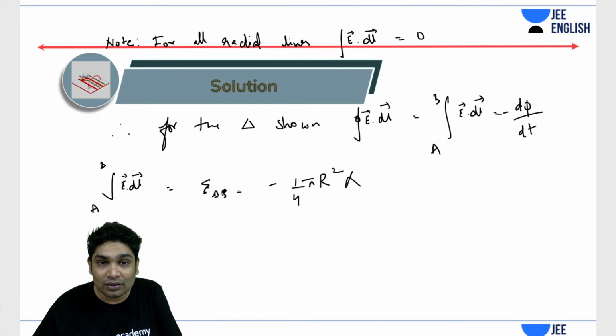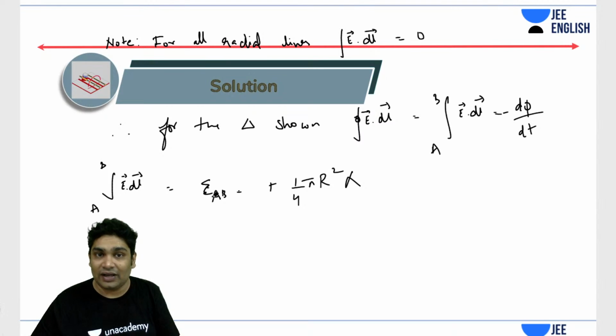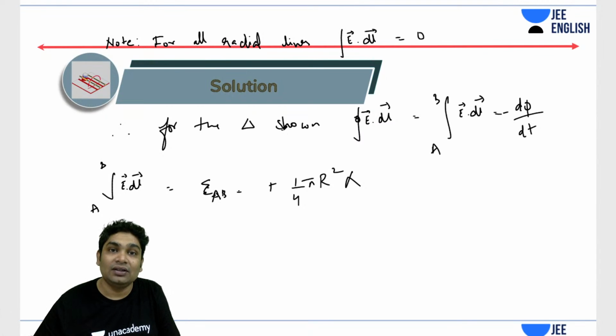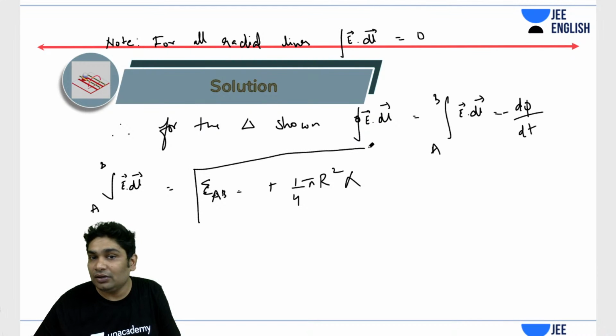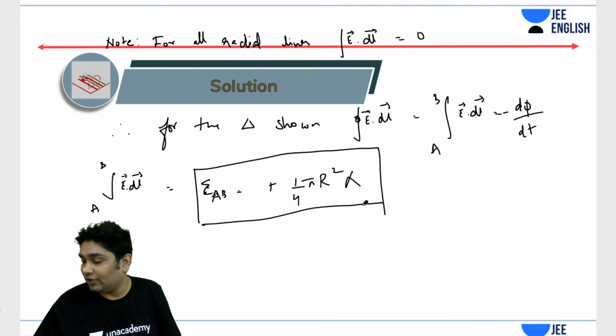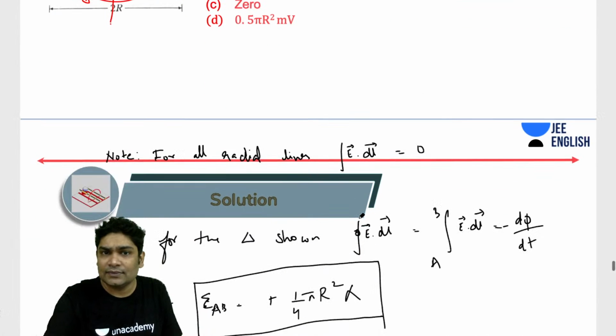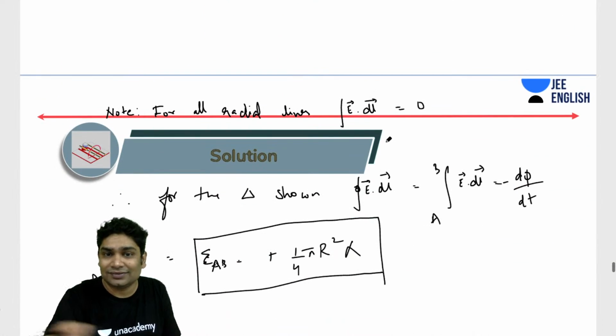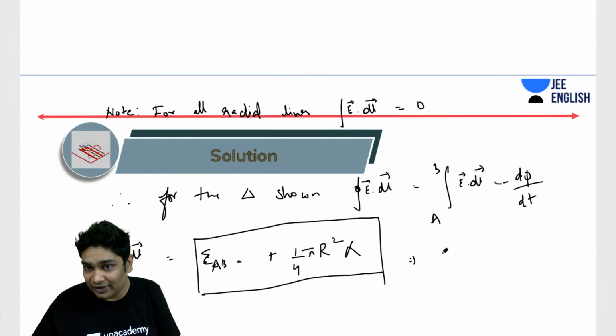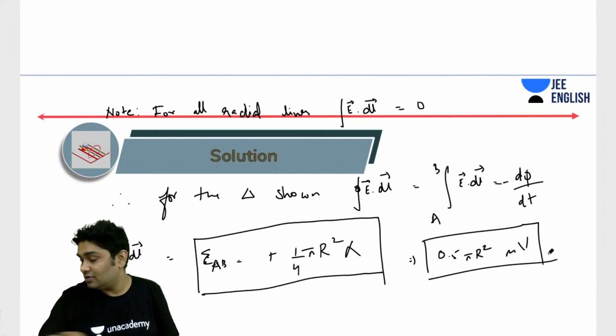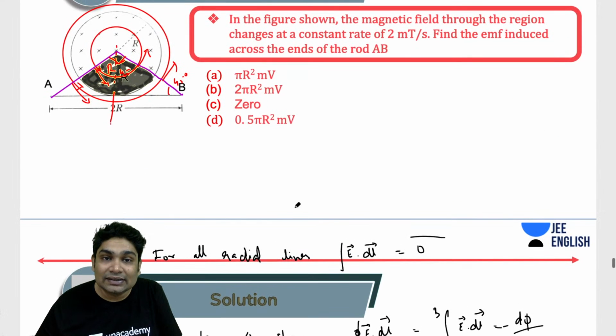So I would either write this as from B to A or A to B. I wrote it as A to B, so I will remove the negative sign. So this is what your answer should have been: 1 by 4 pi r square alpha. And alpha is 2, so 0.5 pi r square millivolt. That would be correct.